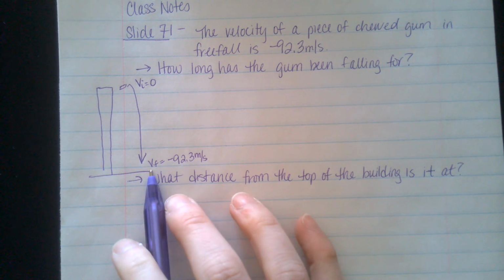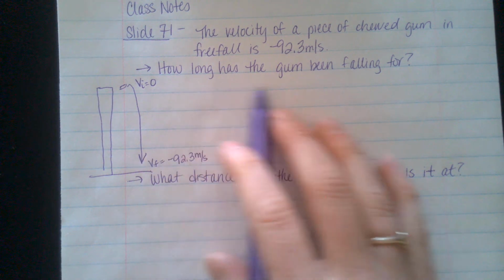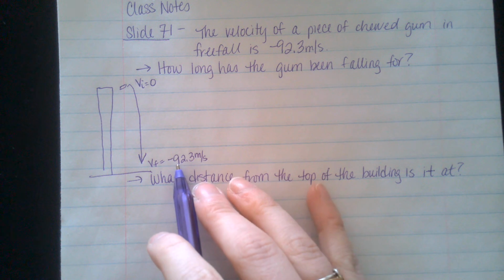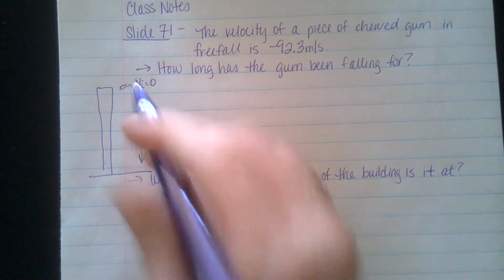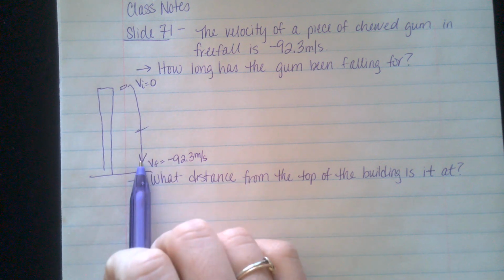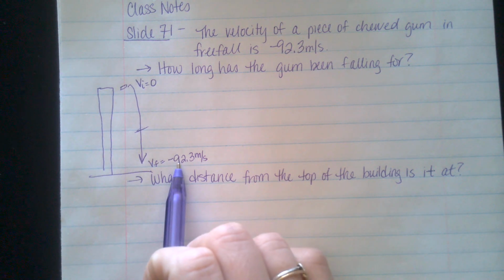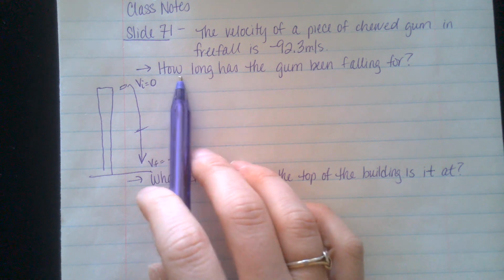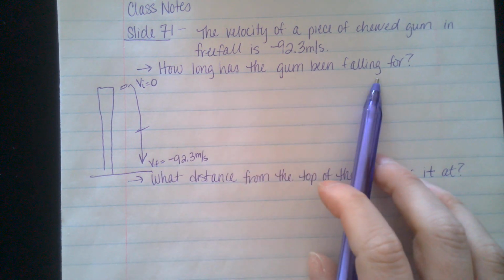And actually, now that I'm rereading it, it doesn't say that this is at the end of the flight. This could be somewhere in the middle. We don't know. Just at some point in the flight, it reached a velocity of negative 92.3. So we need to find, once it gets to that point, how long has it been falling for?